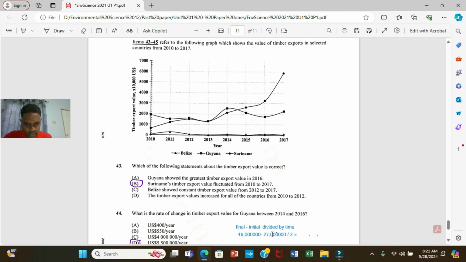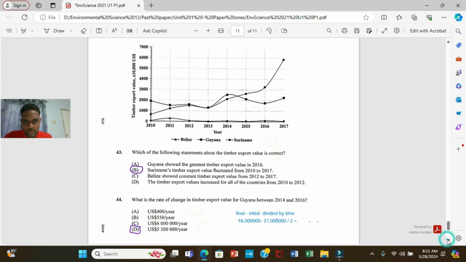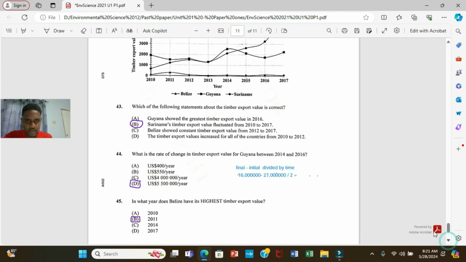All right, you minus that, you get the negative. The growth rate is negative, as you can see, it's decreased, right? And then the number of years from 2014 to 2016, that's 2 years. So you divide that answer by 2, and you'll get 5,500,000 per year. And 45, in what year does Belize have its highest timber export value? And that's 2011.